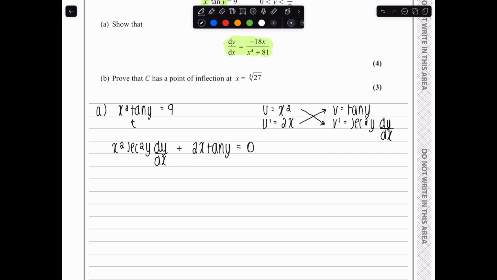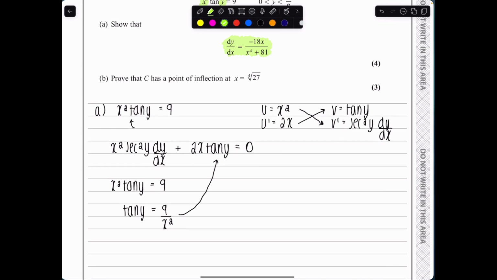A nice trick that we can use is we know what x squared tan y is equal to, don't we? It's equal to 9. Could we rearrange anything to find out what tan of y is equal to? We could, right? We could just divide both sides by x squared. So we have 9 over x squared, which is equal to tan of y. So we found out how we can write tan y in terms of x. Amazing stuff. But what about this sec squared y?